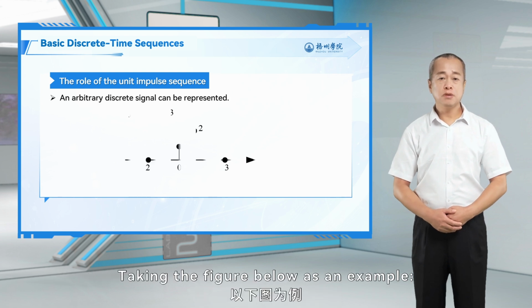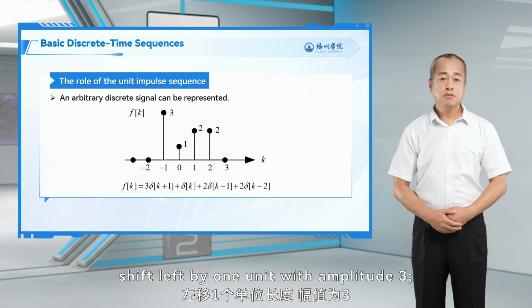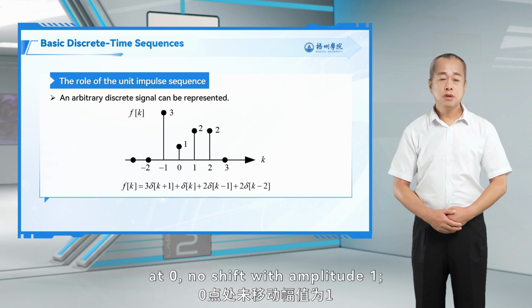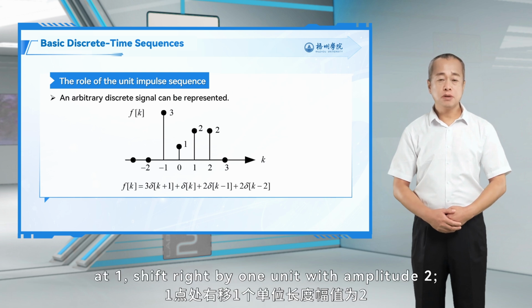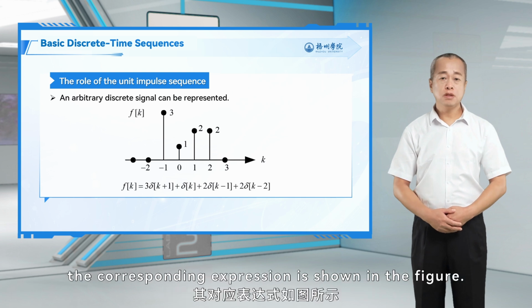Taking the figure below as an example, at m equals -1, shift left by 1 unit with amplitude 3. At 0, no shift with amplitude 1. At 1, shift right by 1 unit with amplitude 2. At 2, shift right by 2 units with amplitude 2. The corresponding expression is shown in the figure.